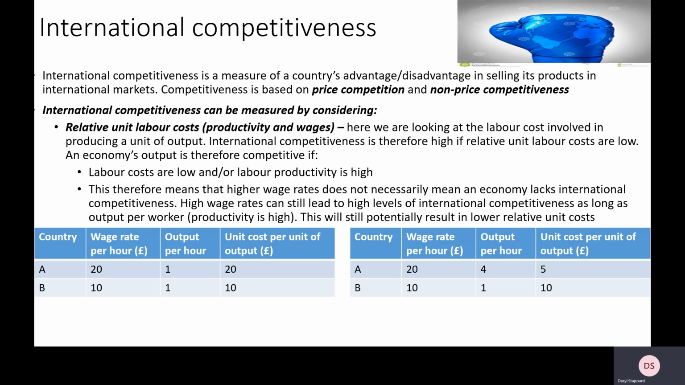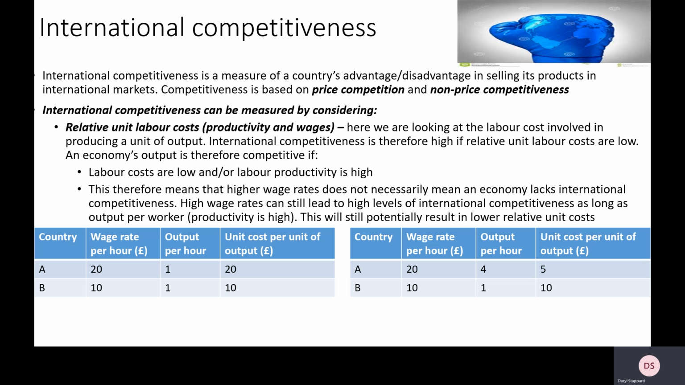Now, let's start off by putting this definition down. International competitiveness is the measure of a country's advantage or disadvantage in selling its products in international markets. Now, what would indicate whether an economy is competitive or not would be to think about their trade performance. If an economy has got a trade surplus, then this would indicate that economy has got good levels of international competitiveness. It means there's a high demand for that country's exports across the world relative to its imports.